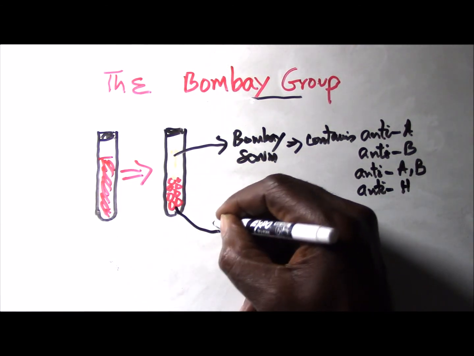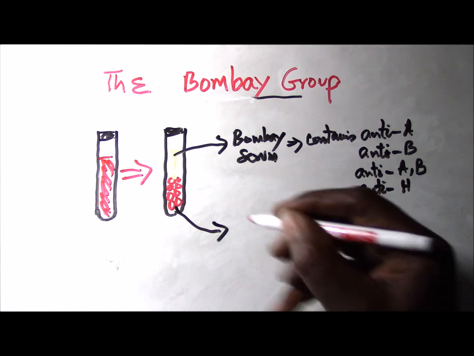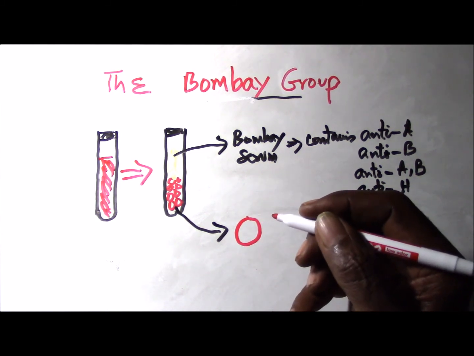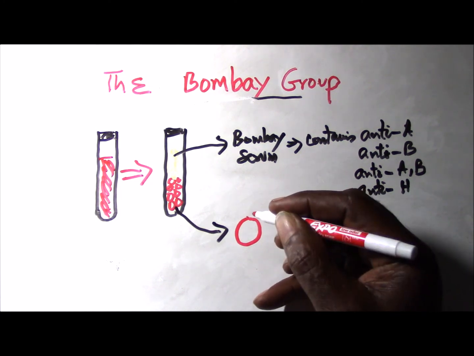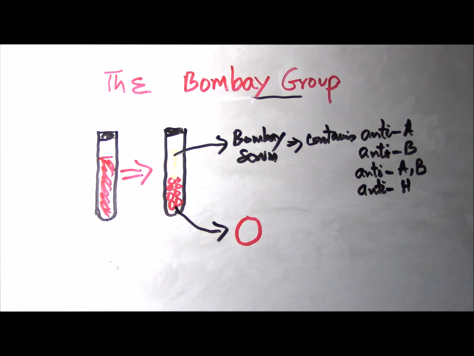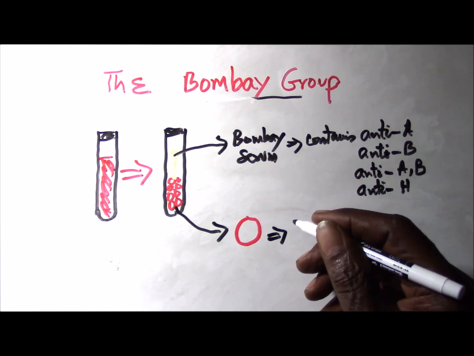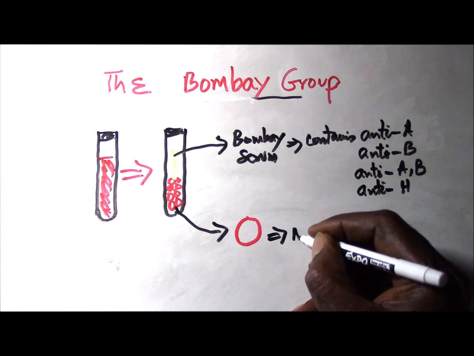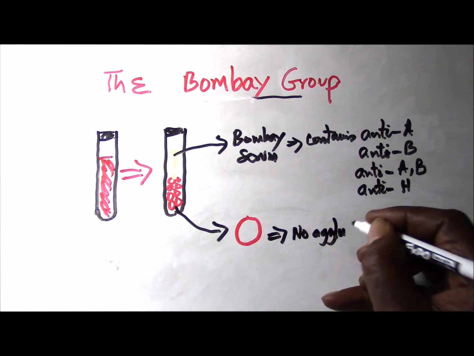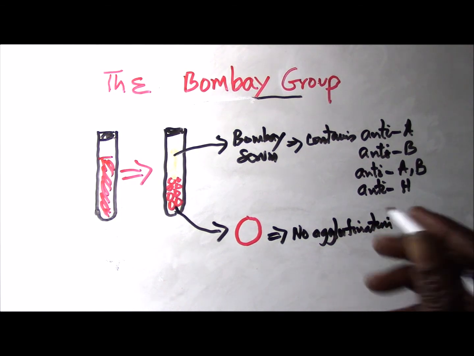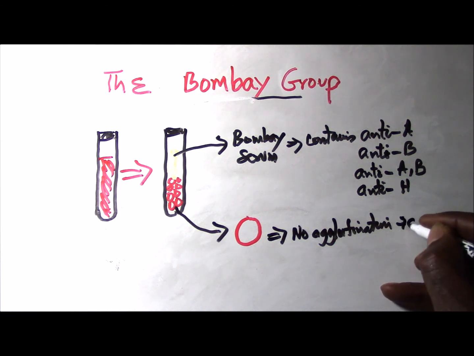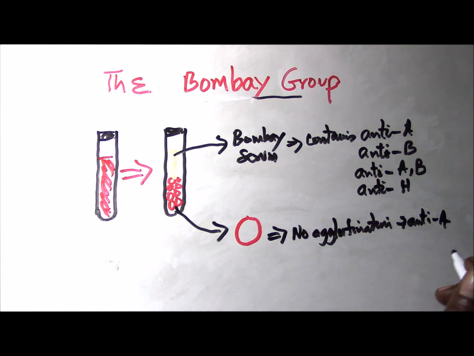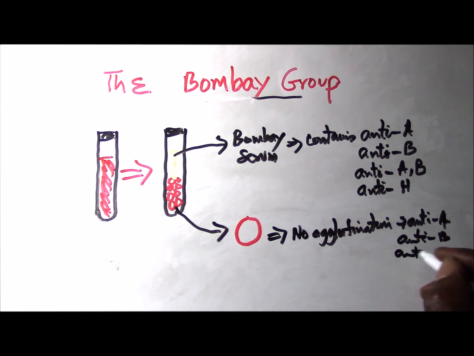Okay? Now the red cell, on the other hand, the Bombay red cell, is remarkable in the sense that it does not have any antigens on its surface. In other words, it's devoid of the normal ABH antigens. So if it does not have the ABH antigens, it simply means that it will not agglutinate with anti-A. So you say no agglutination with anti-A serum. There will be no agglutination with anti-B too. There will be no agglutination with anti-AB, and there will be no agglutination with anti-H.